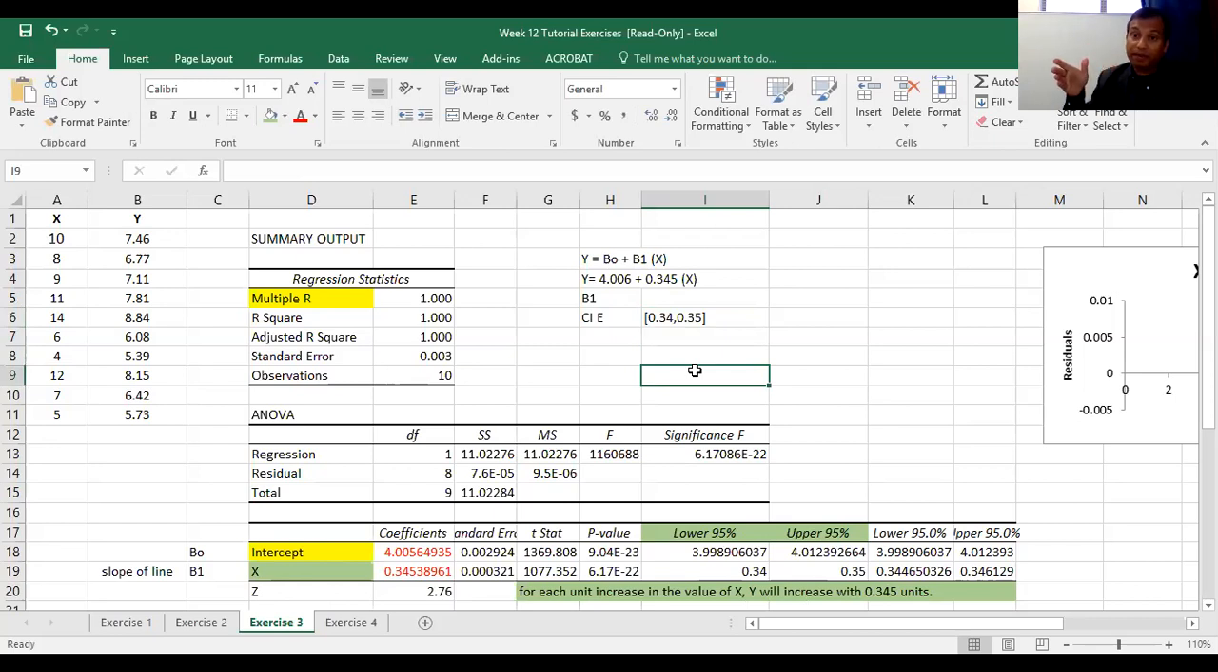Lower and upper at 95% means alpha value is 0.05. For 99%, alpha value is 0.01. But for 95%, you keep always in mind, in this case, alpha is 0.05 without any doubt.